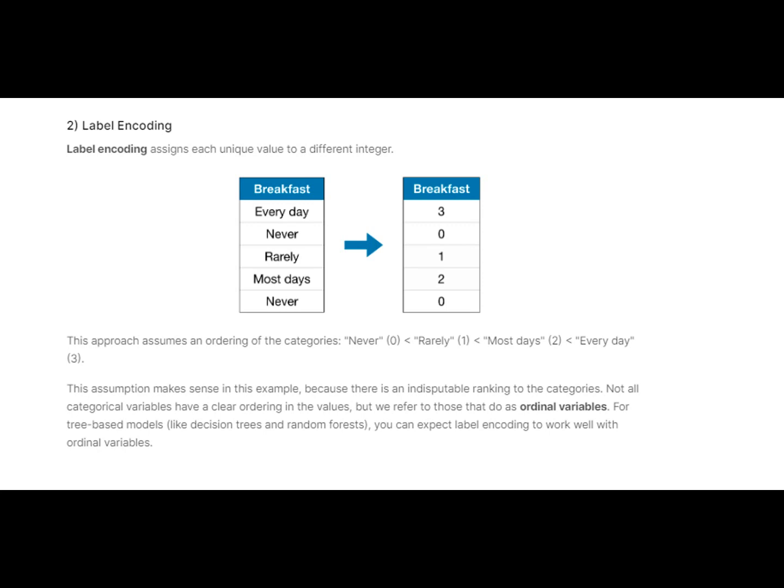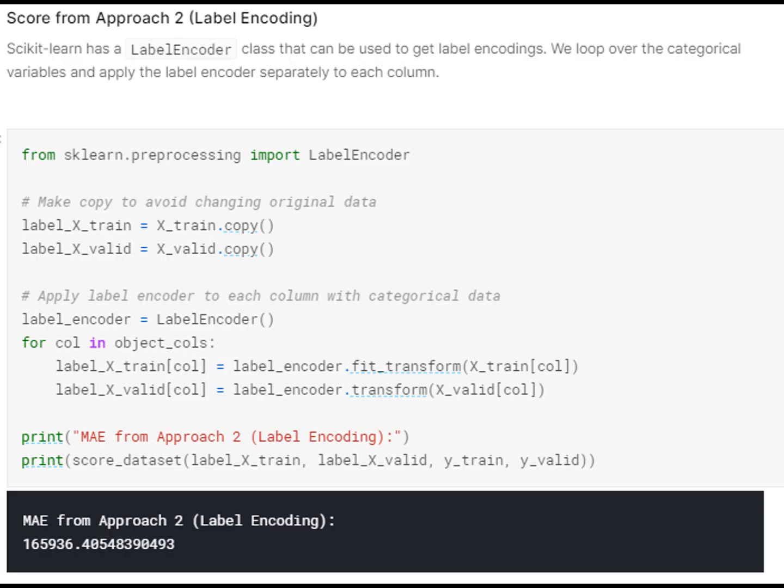In the first line of code we are importing LabelEncoder from the sklearn library. We are going to copy X_train and X_valid to other variables to avoid any change to the original data. Now we apply the label encoder to each column with categorical data. The object columns contain all the categorical variables. We are going to loop through each of them and apply label_encoder.fit_transform to each column. Similarly, we will do it for the valid data.